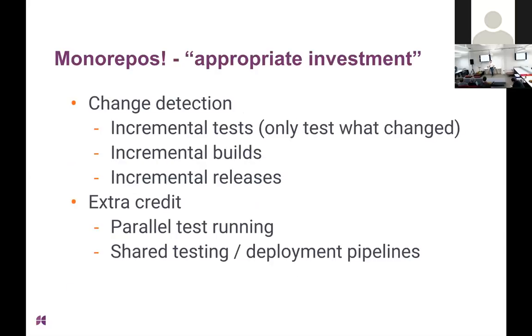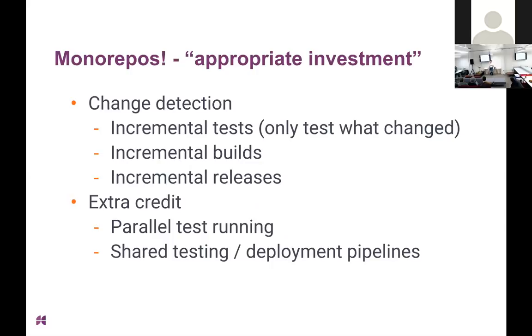So what does appropriate investment mean? Appropriate investment means you have to have a thing that does change detection. You can't have 1,000 modules in one repo and only change one of them and rerun the tests for the other 999. That will not scale. If you do that, you are imposing upon every one of your developers the linear cost of every other module's tests in the entire system.